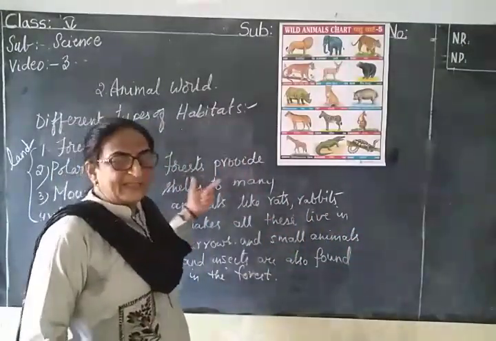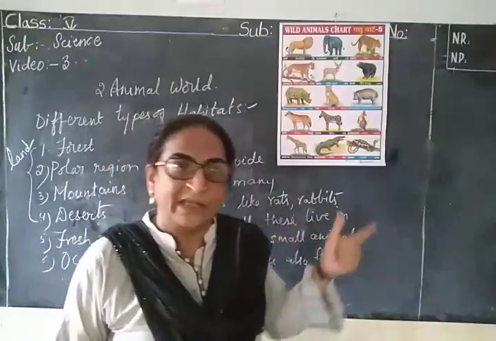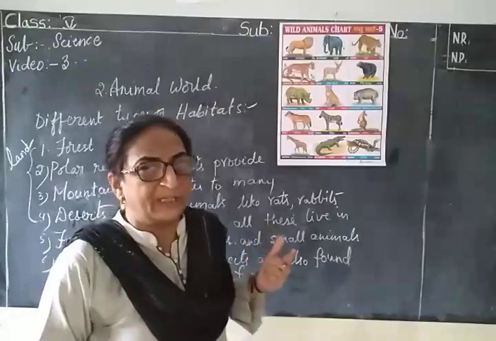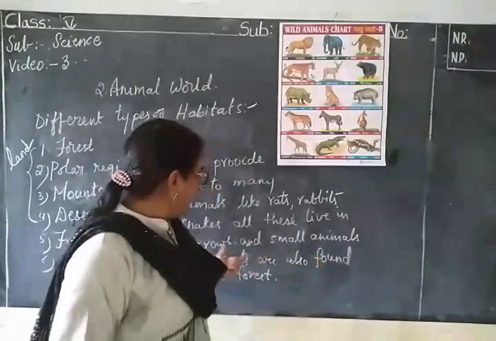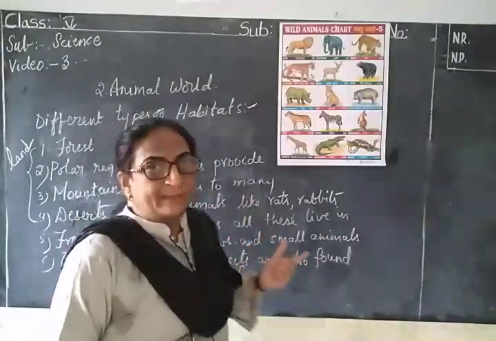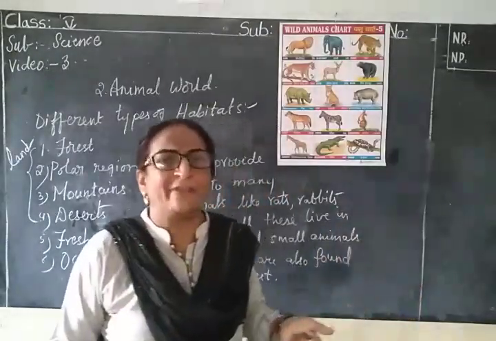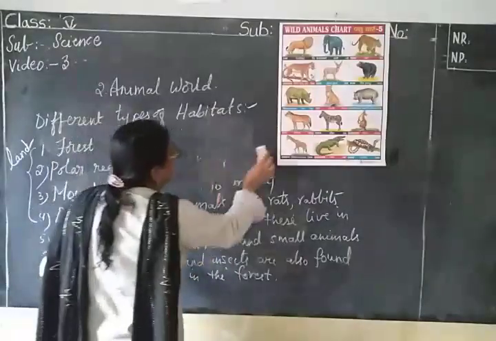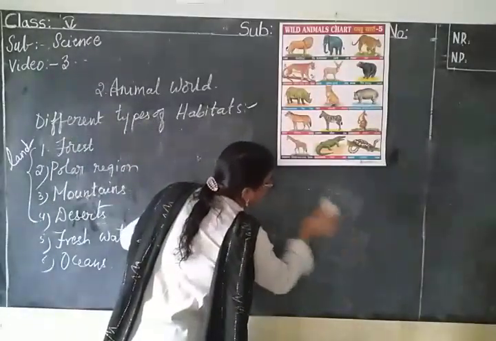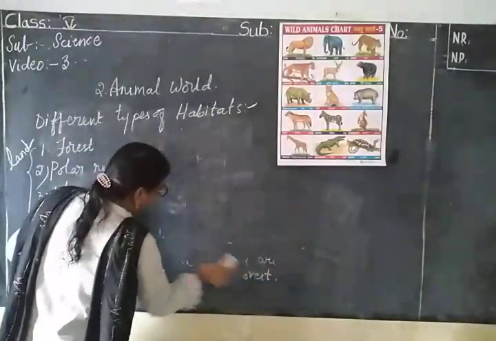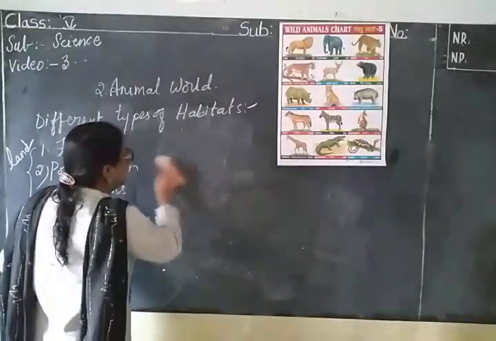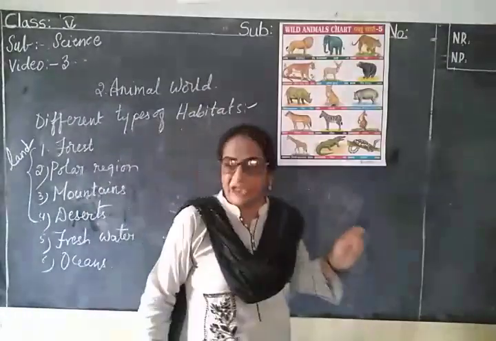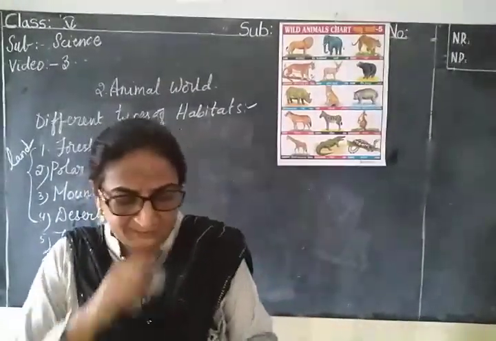So forest, you find many types of animals. Monkeys, they live on the trees. Many birds. This forest gives shelter to many birds and other animals like snakes, rats, rabbits, all live in the burrows. Still you have very small animals and insects are also found in the forest. So this is all about the habitat, about the forest. So did you understand, children? Is it clear? Forest is one of the habitats. It provides shelter to many animals.